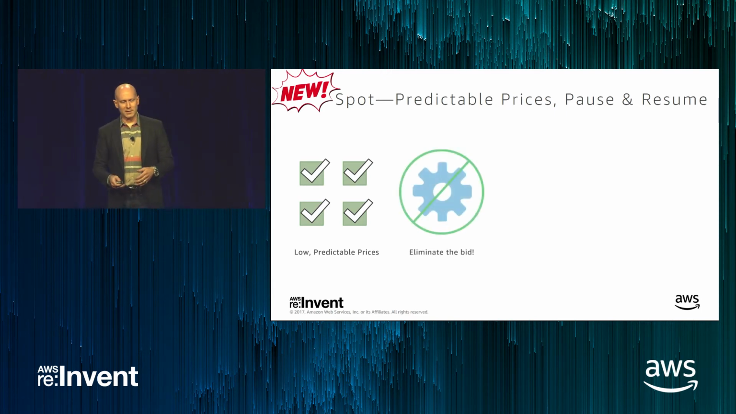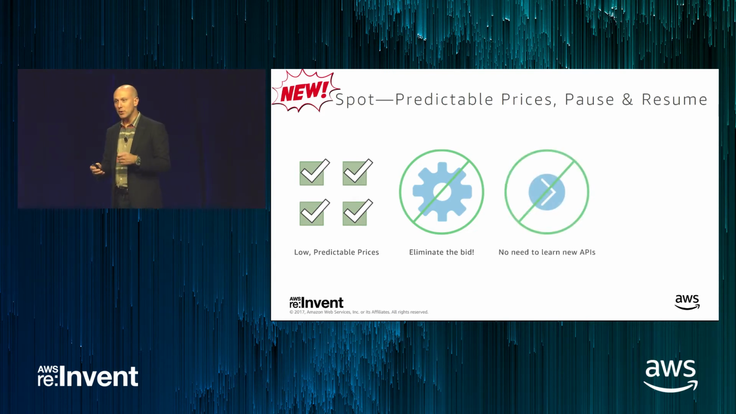The next is we've eliminated the need to bid. As I mentioned, when the pricing gets this consistent, you don't need to think about bidding or think about Spot as a market. You can just think, I want a lot of capacity. I'm going to get it at a big savings. Now I can stop thinking about this and go on to thinking about how to build my application.